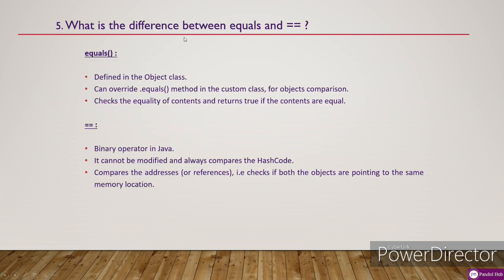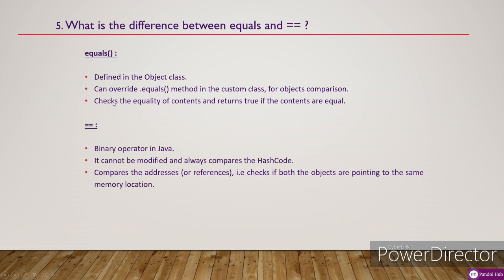The next question is, what is the difference between equals and double equals? equals is defined in the Object class, and we can override the equals method in a custom class for object comparison. For example, if you have a class like Employee and you want to compare two objects of that class based on your own criteria, you can override the equals method, write your own logic, and compare the attributes of the Employee class or your own custom class based on your requirements.